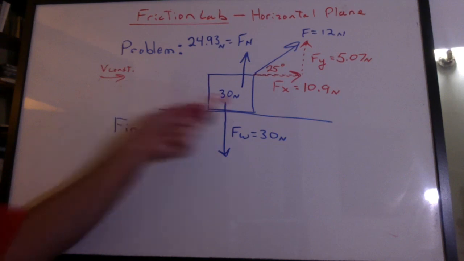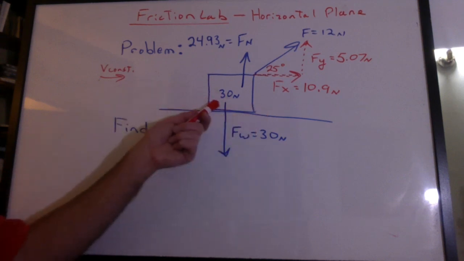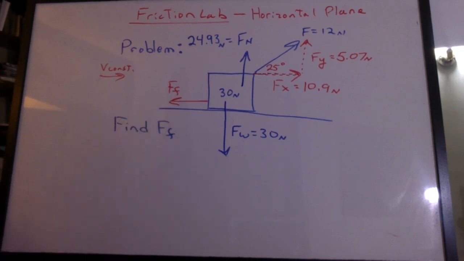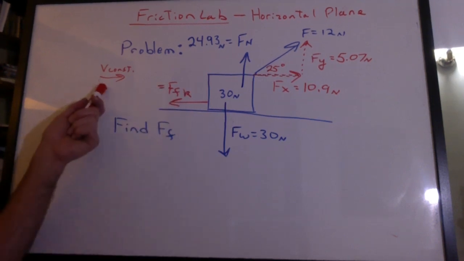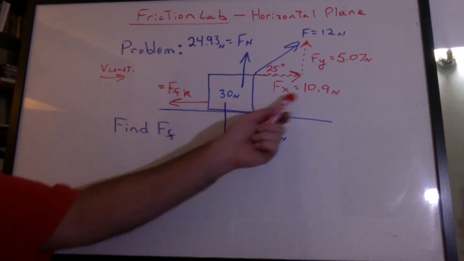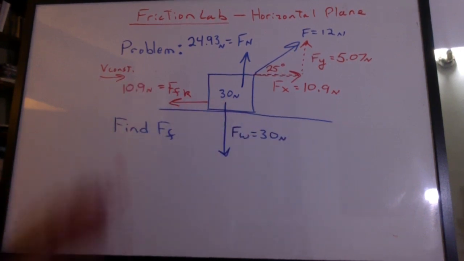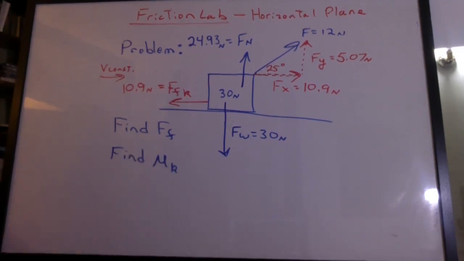And of course, since we have a velocity going to the right, there must be friction going to the left. And it's kinetic. And since we're moving at a constant velocity, we know the force going forward must be equal to the force going backwards. And there we have it. We know the force of friction.